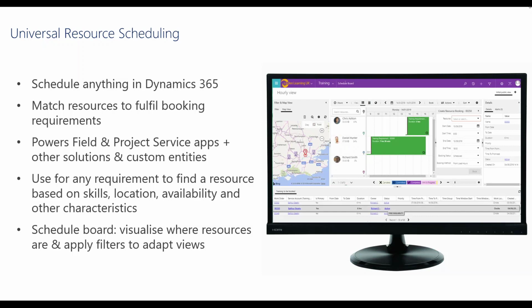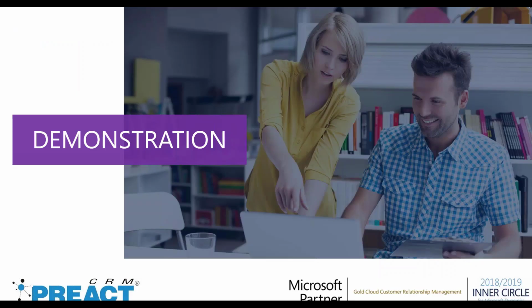For example, in this presentation, we'll be demonstrating how universal scheduling is used by training providers to book resources who will fulfill course bookings. It's important to note that this isn't just a scheduling tool that's focused on time and availability. As you'll see, it's also very much about finding the best resources for each requirement who possess the relevant skills and experience. And as shown in this graphic, the main schedule board provides a visualization of what everybody is working on and what outstanding jobs need to be scheduled.